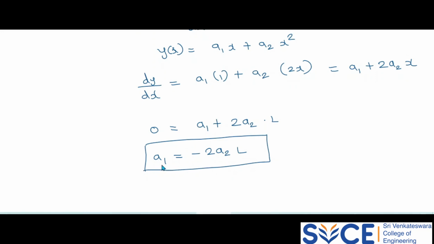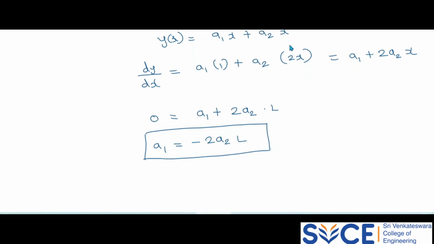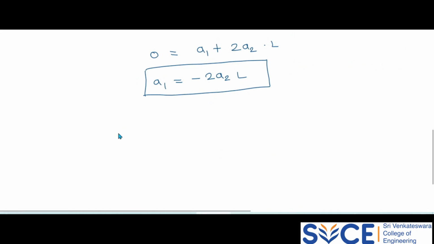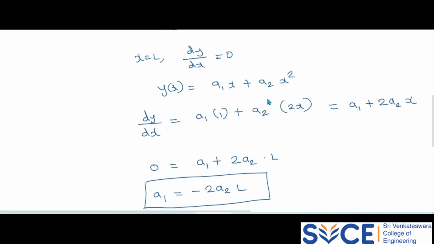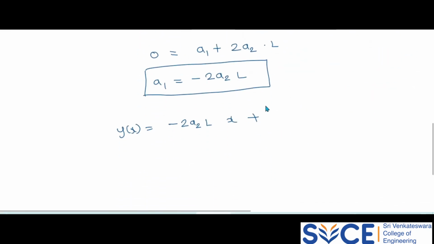So let me substitute this in the new equation. What is my new equation? a1x plus a2x square. If we substitute it, what will we get? y of x is equal to a1, which is minus 2a2L, times x plus a2x square.